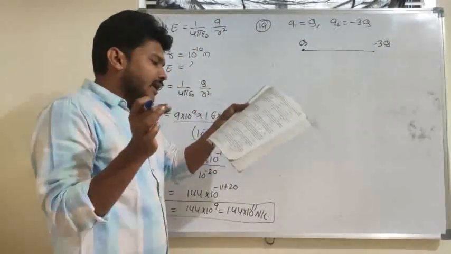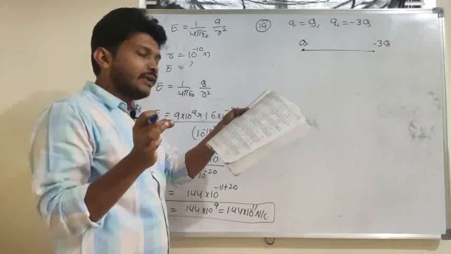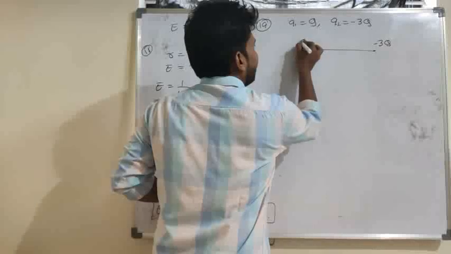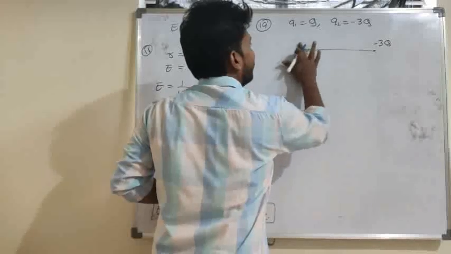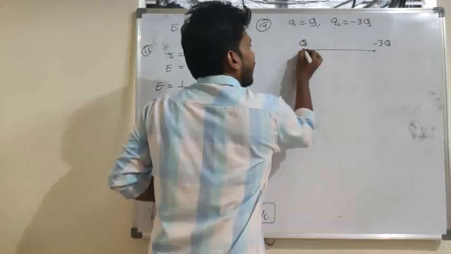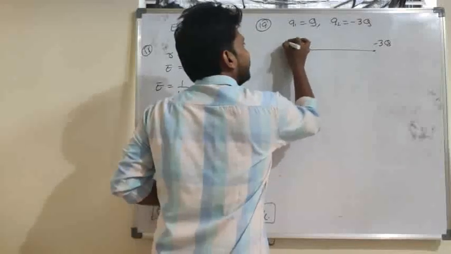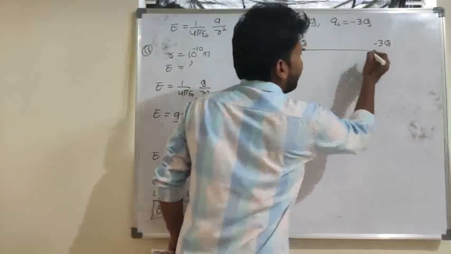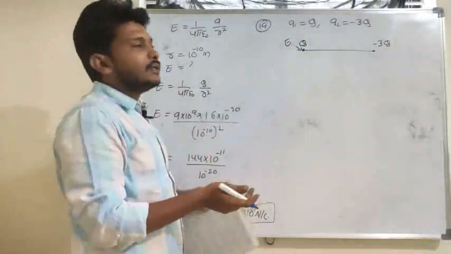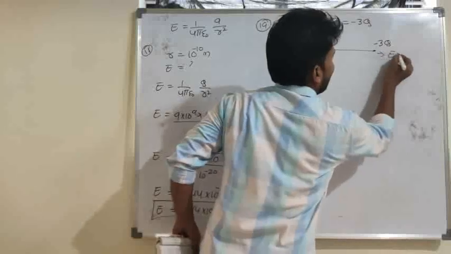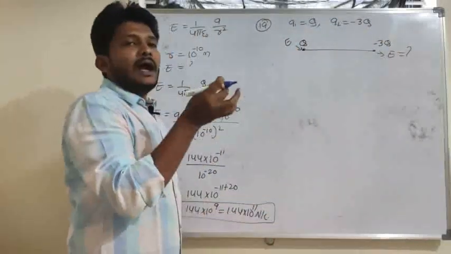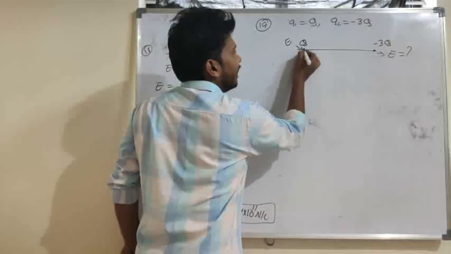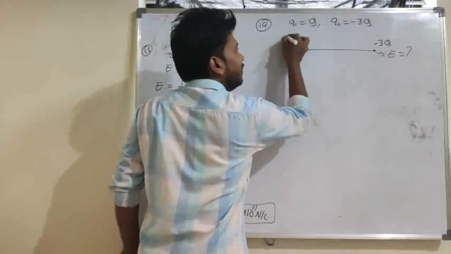Electric field at the location of q is E. So at this point, what's the electric field? Electric field is E here. So what's the electric field at the location of minus 3q? I want to calculate the electric field at the location of minus 3q. Look at here, electric field at the location of q is E, they mention.